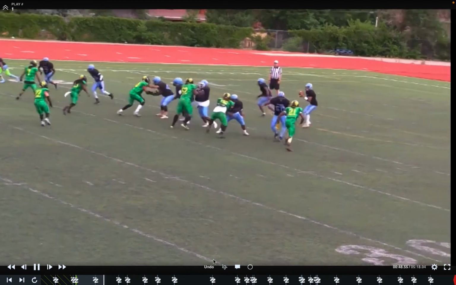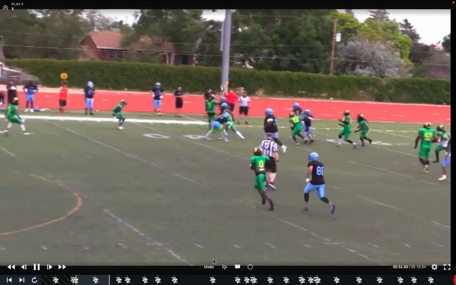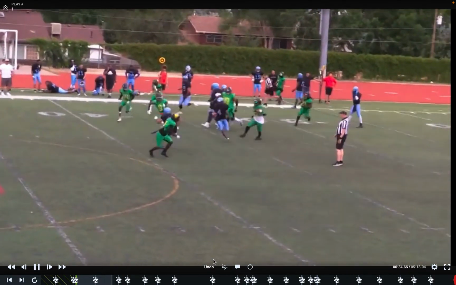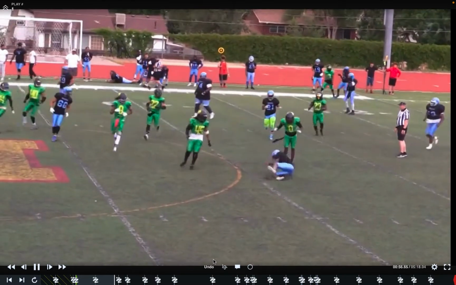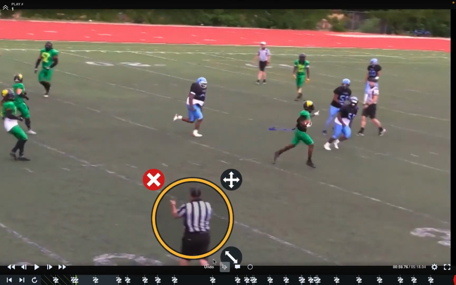Play 4 is a play where we have down by rule. Remember, the ground cannot cause a fumble. It can cause an incomplete pass, but cannot cause a fumble. This is correctly ruled down. When he hits the ground, the ball pops out. Good job, crew. Good job selling it as well, line of scrimmage.